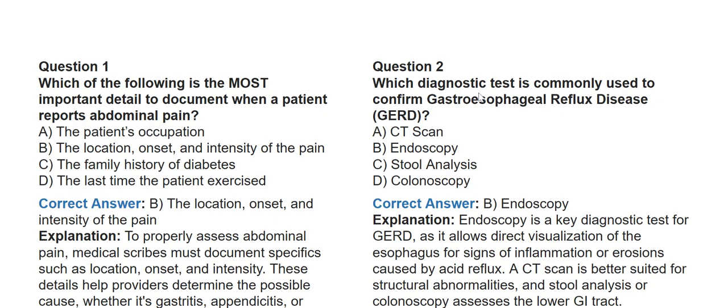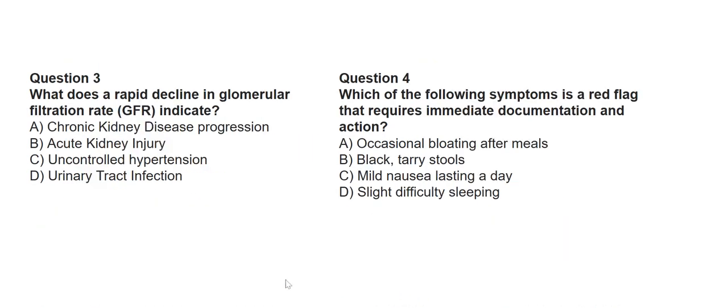Question 2. Which diagnostic test is commonly used to confirm gastroesophageal reflux disease, GERD? A. CT scan, B. Endoscopy, C. Stool analysis, or D. Colonoscopy. B would be the answer, endoscopy. Endoscopy is a key diagnostic test for GERD, as it allows direct visualization of the esophagus for signs of inflammation or erosions caused by acid reflux. A CT scan is better suited for structural abnormalities, and stool analysis or colonoscopy assesses the lower GI, gastrointestinal tract.